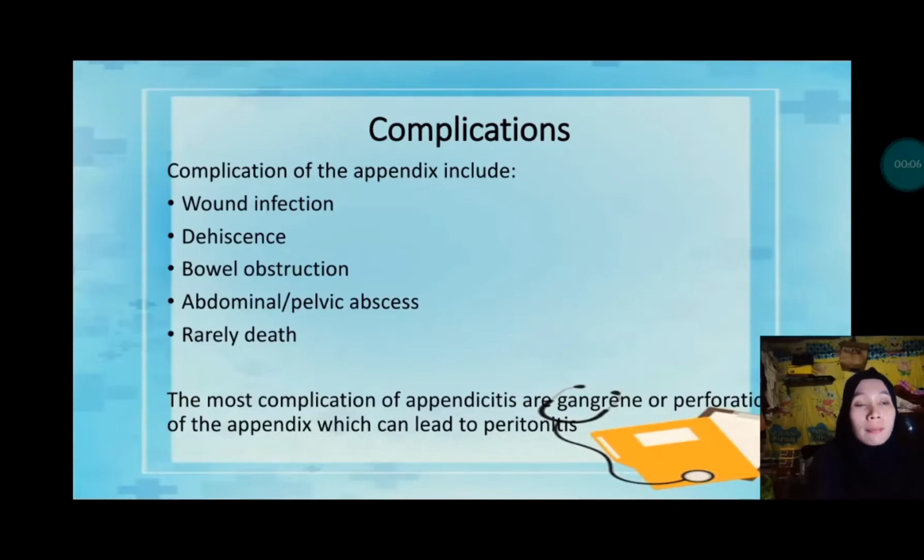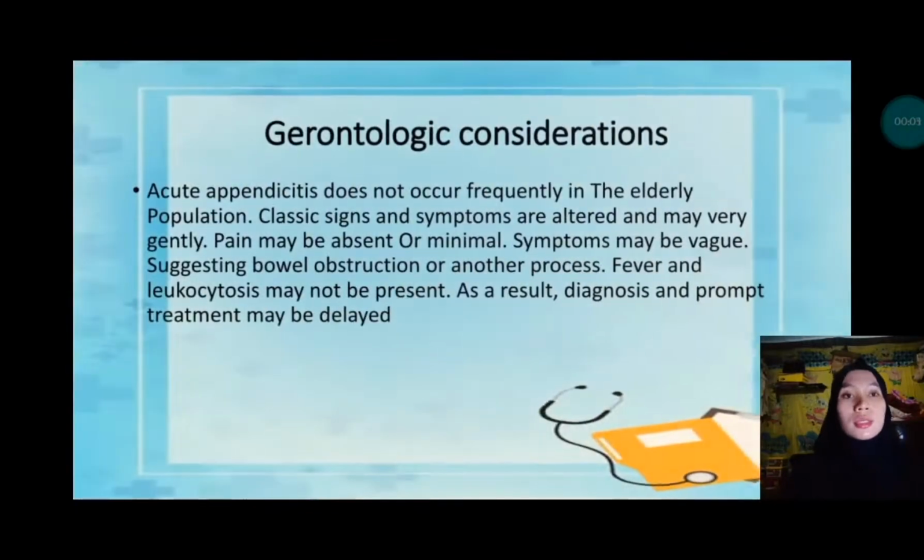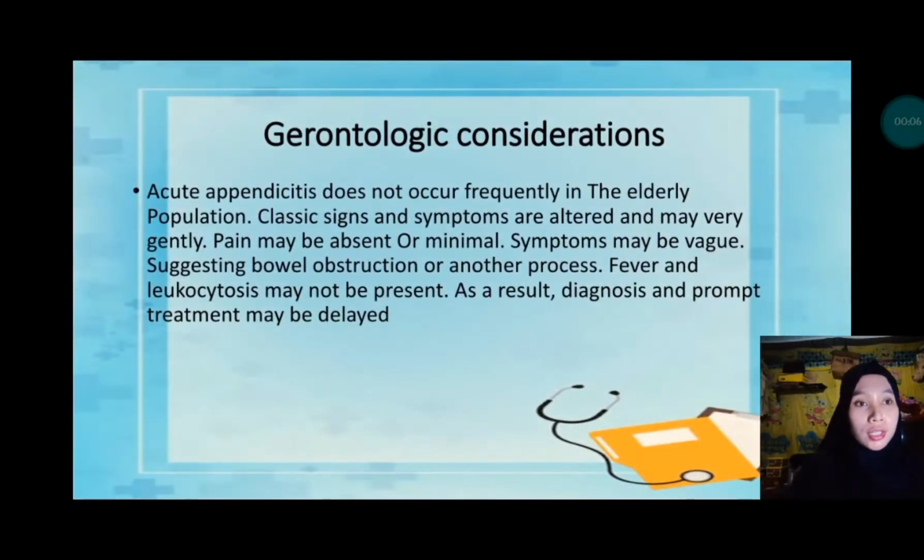So next is complications. Complications of appendicitis include wound infection, dehiscence, bowel obstruction, abdominal or pelvic abscess, and rarely death. The most common complications of appendicitis are gangrene or perforation of the appendix, which can lead to peritonitis.